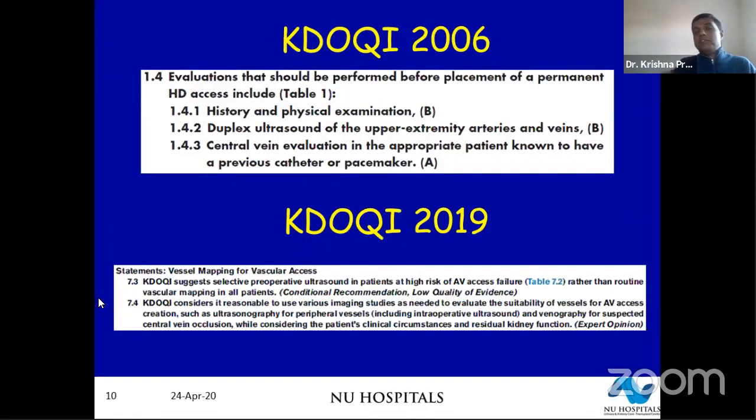What does the KDOQI actually say about using ultrasound for evaluation? Look at what they said in 2006. It should be performed for any hemodialysis access placement by using an ultrasound Doppler in the upper extremity arteries or veins. And then look at the statement change 13 years down the line. The KDOQI has come out with its brand new guidelines last year after a long gap of a decade. And you can see that it is advised in patients with high risk of access failure rather than routinely for every patient undergoing vascular access mapping.